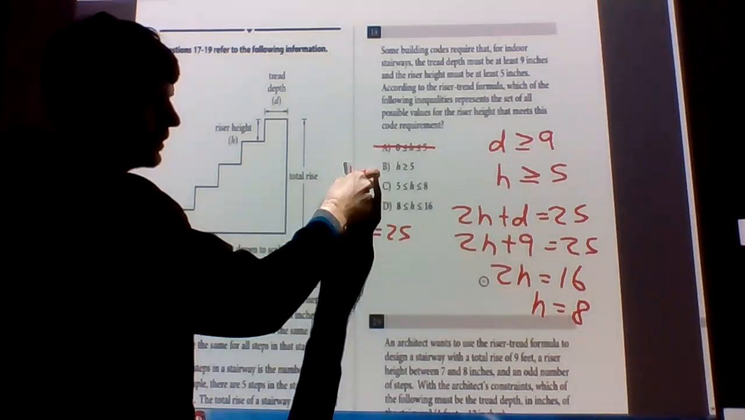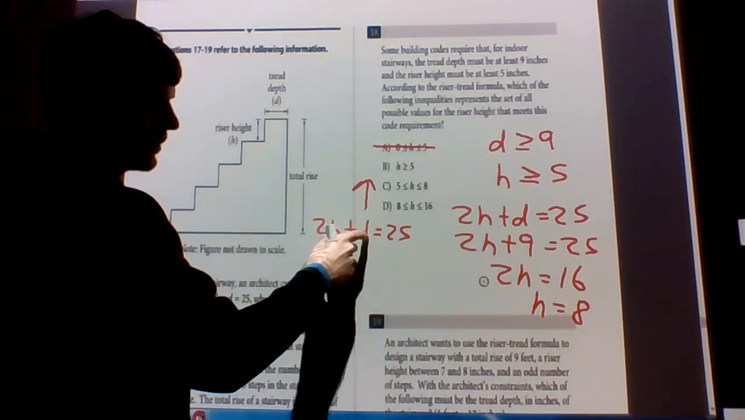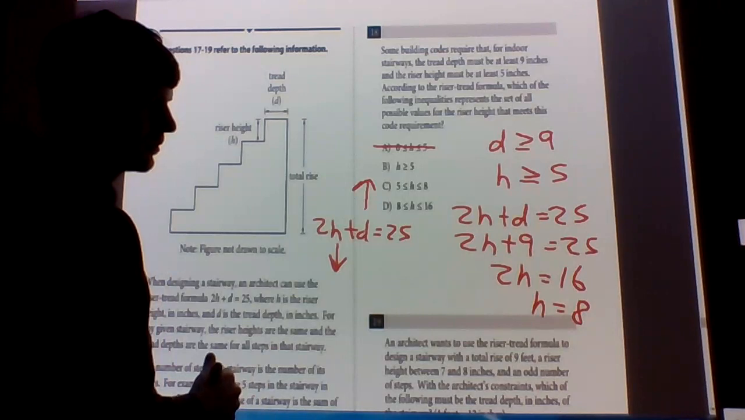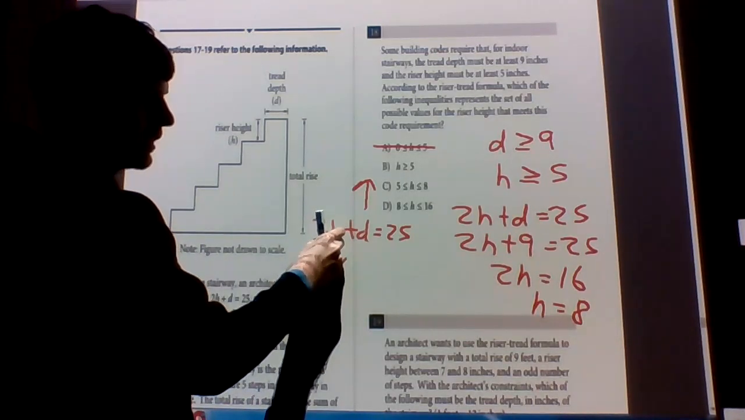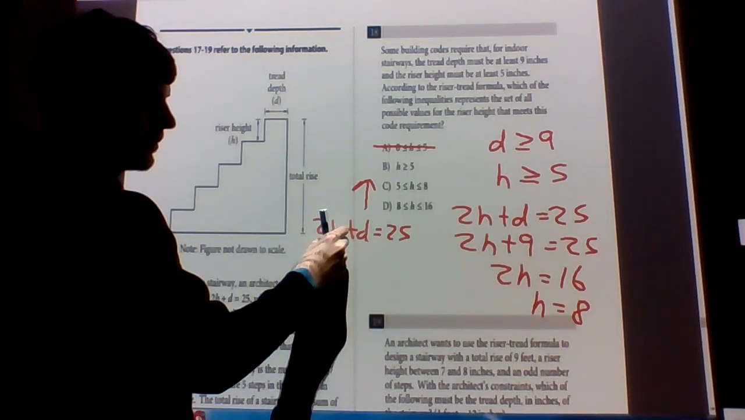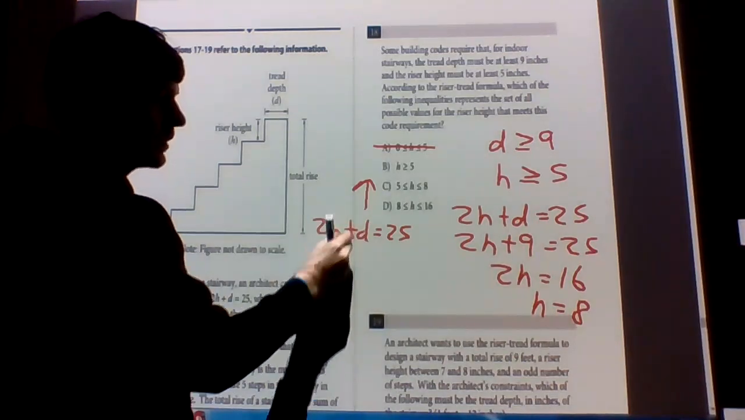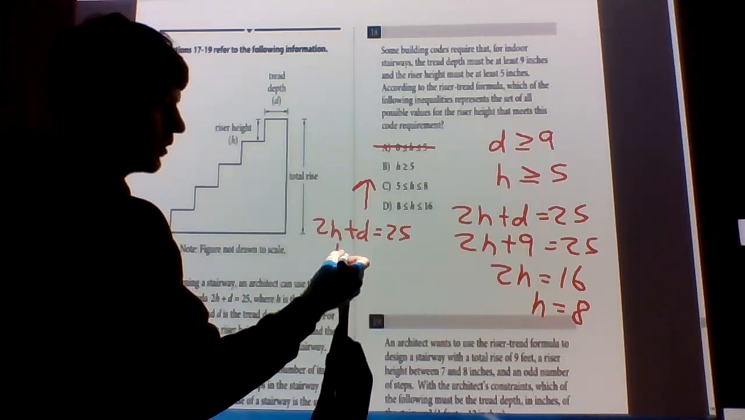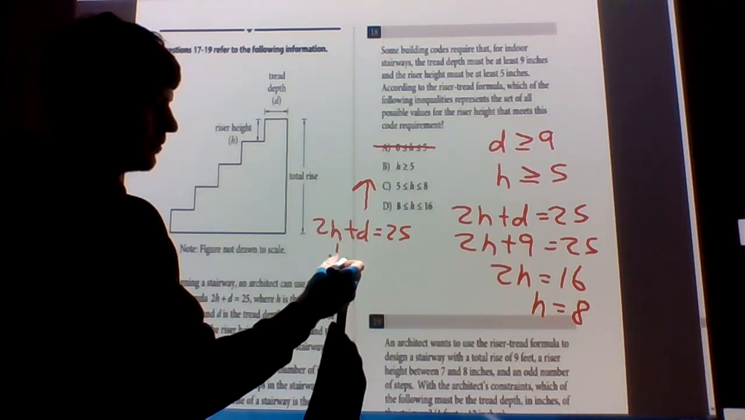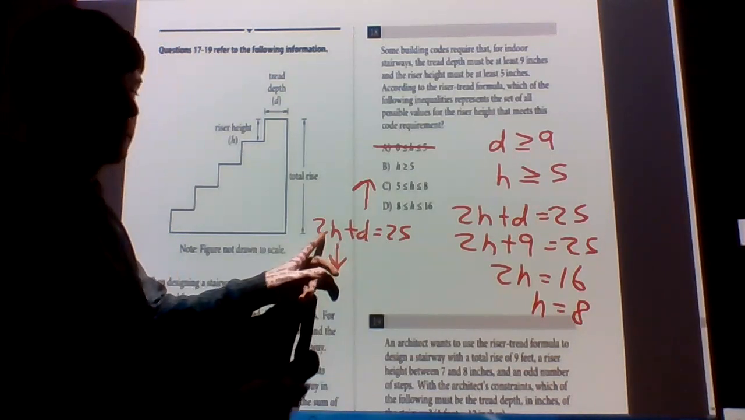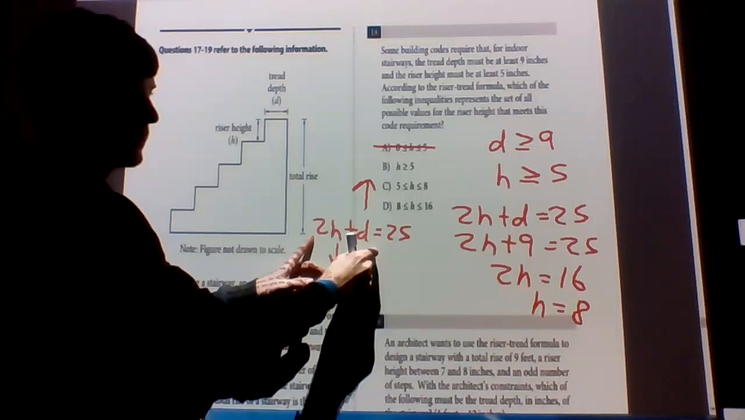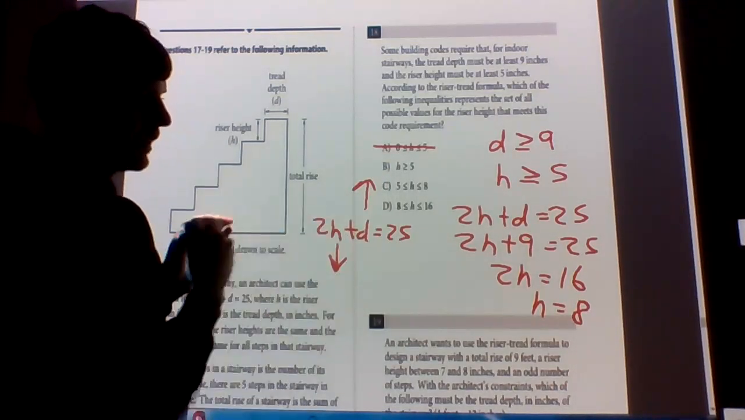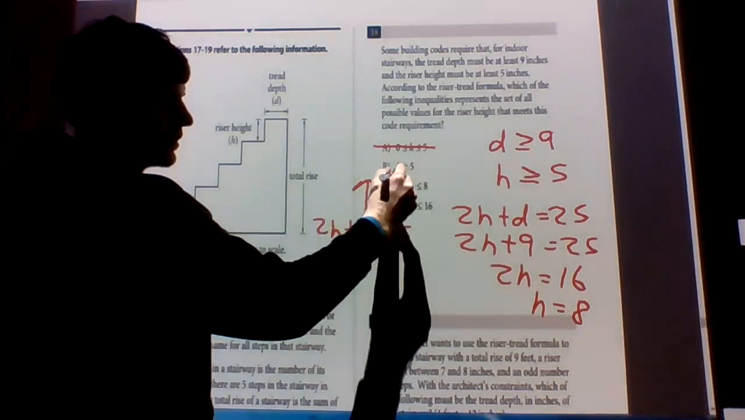But if you increase d, since these two have to add up to 25, that means h is going to decrease. So h cannot be bigger than 8. If h was bigger than 8, say we put in 9, then 9 times 2 is 18, 25 minus 18 is 7. D would be less than 9. Since d needs to be at least 9, h can't be any bigger than 8. So C is going to be our range.